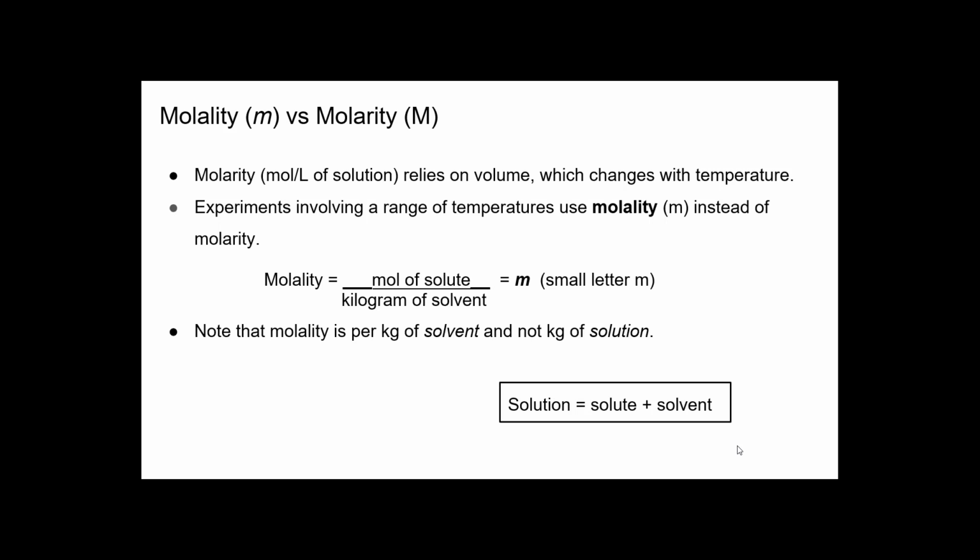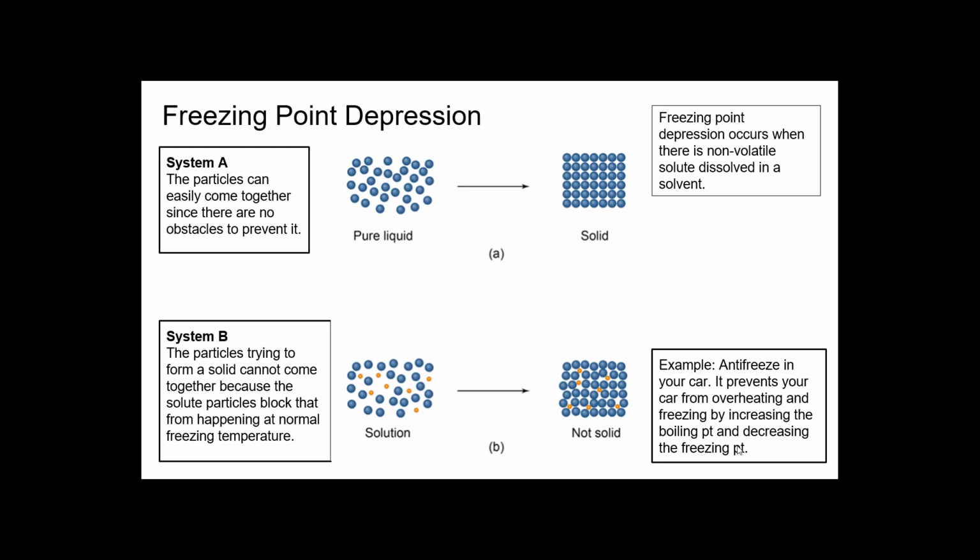Excuse me, let's start again. Molality, a small m, is moles of solute over kilogram of solvent. So this is not solution. Solute is on top, solvent is on the bottom. So there's a big distinction. Make sure you understand. This is not kilograms of solution. This is solvent.